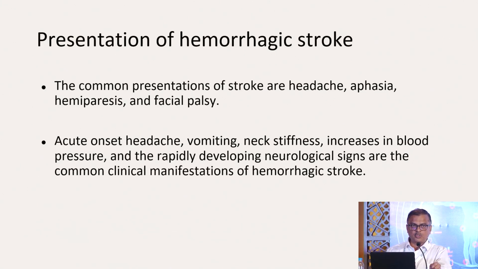And this is one of the most common questions you face during your practical examination. How will you clinically differentiate a stroke as ischemic or hemorrhagic? So if there is acute onset, prominence of headache, vomiting, neck stiffness, increase in BP, and rapidly developing neurological signs, then you can answer it might be due to a hemorrhagic stroke.